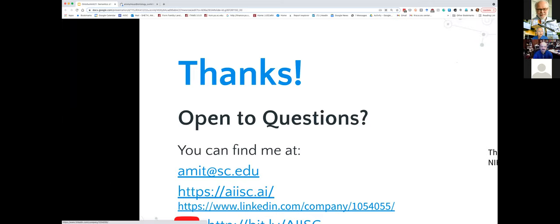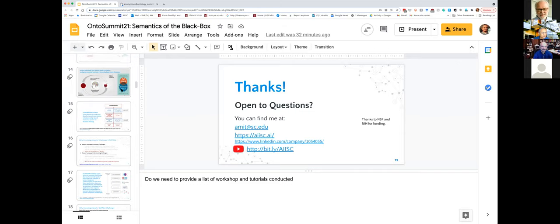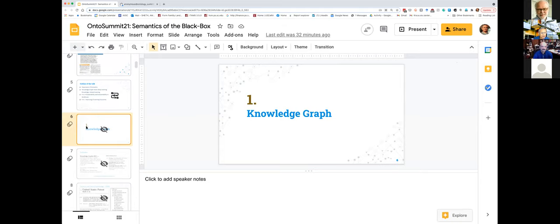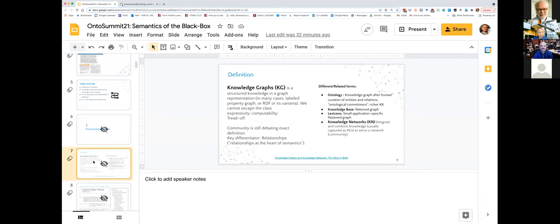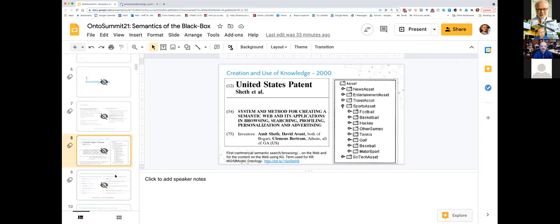Let me see here. So first of all, as we all know, I didn't talk about the knowledge graphs today. Just to quickly see, there are many stories on knowledge graph. This is my use of knowledge graph in the patent, which was the first knowledge graph or ontology-based semantic search, 12, 13 years before Google came out with its big semantic search.